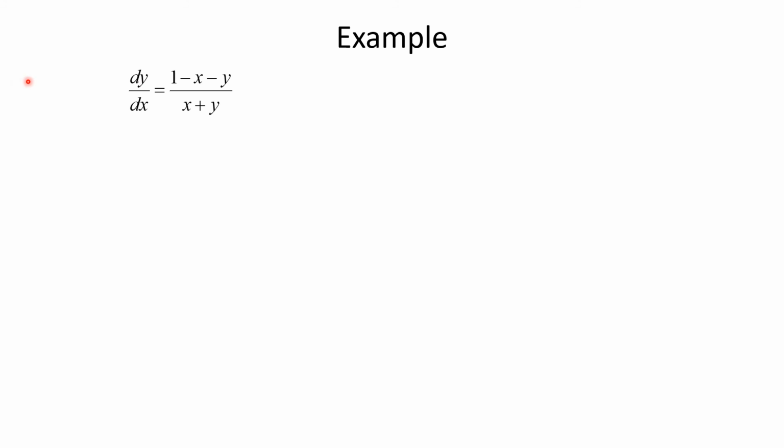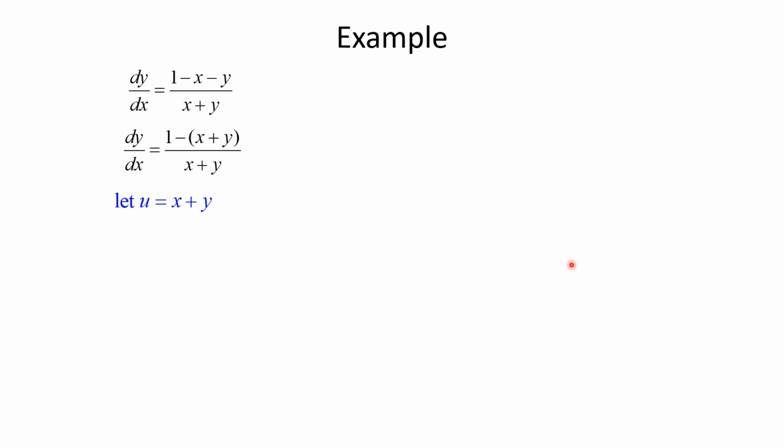For our first example, we have dy/dx equals 1 minus x minus y over x plus y. I want to choose a substitution factor that has the form ax plus by plus c, and I see both x and y in the numerator and the denominator, but the signs are different. So I'm going to start by factoring the negative sign out from this numerator. That's going to give me dy/dx equals 1 minus x plus y over x plus y. Now that I have the same term in both the numerator and denominator, I'm going to let that be my substitution factor. So let's let u equal x plus y.